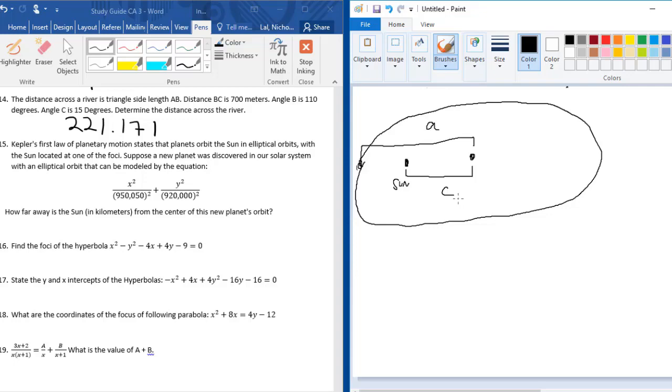So A is going to be the square root of 950,050 squared. B is going to be the square root of 920,000 squared. And we need to find C. So here's the deal. You have the sun at the focus, you have the center. If you can find the focal length, that is the distance from the sun to the center, and that's what the question is asking for. So we use the Pythagorean relation for an ellipse: A squared minus B squared equals C squared.